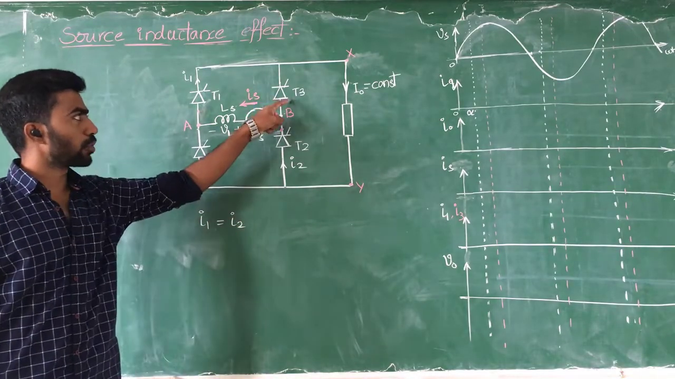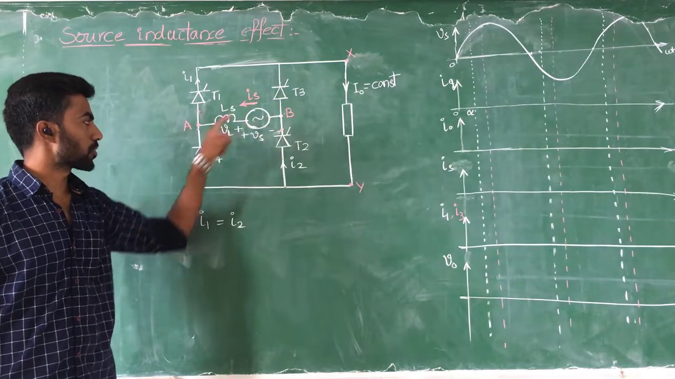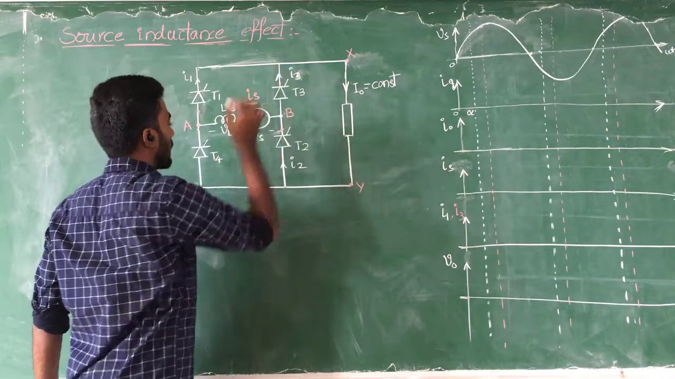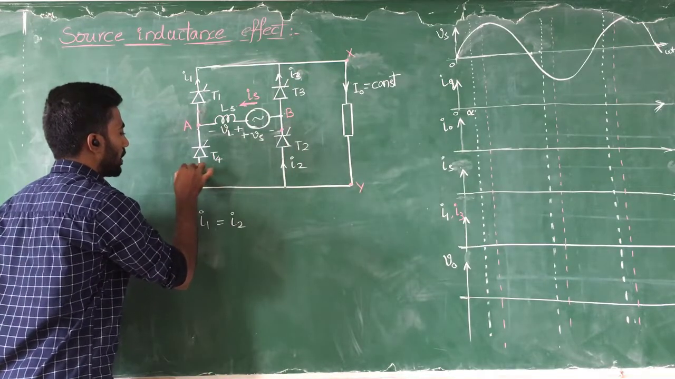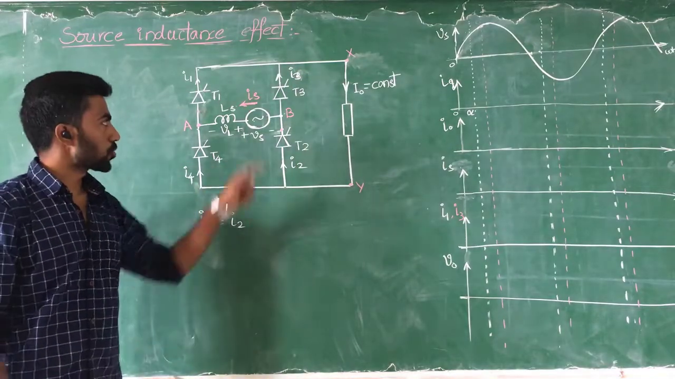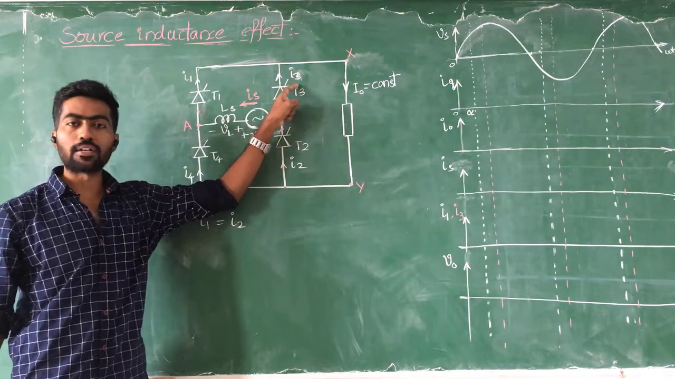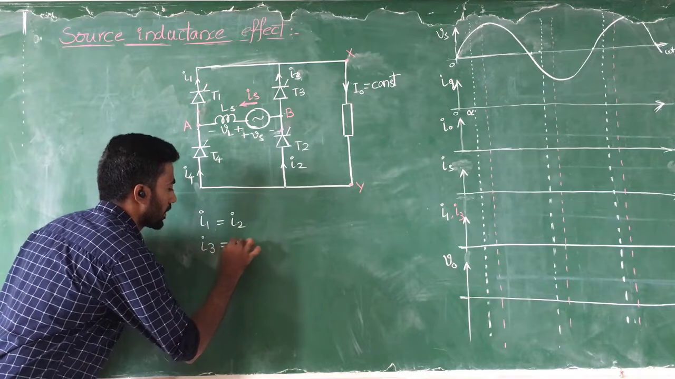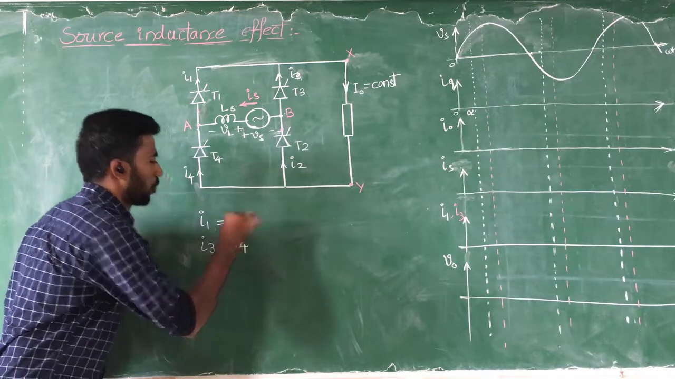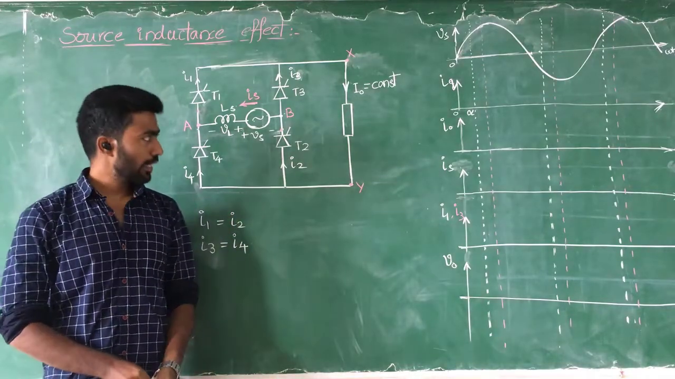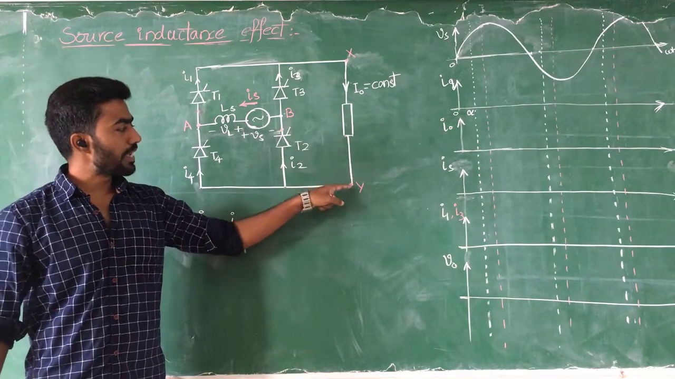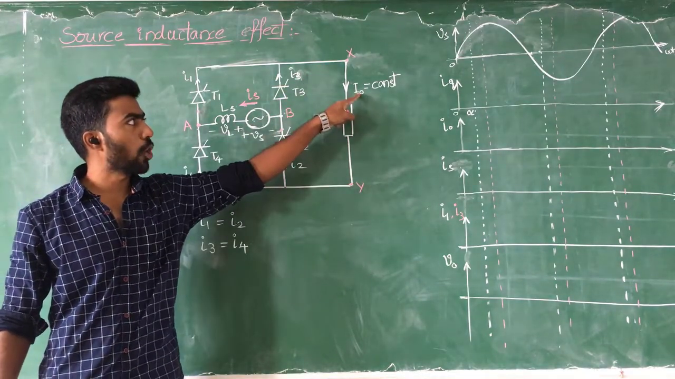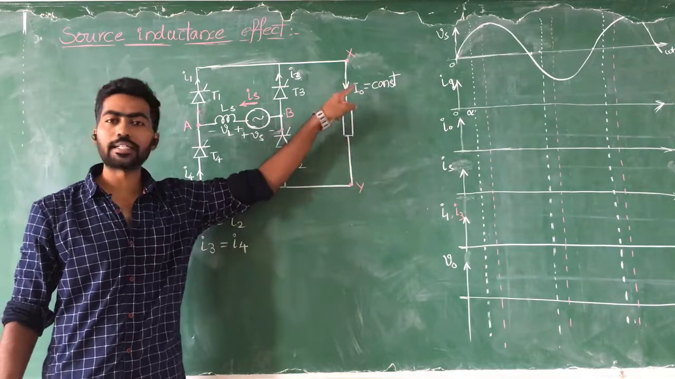Similarly, the current flowing through the third thyristor and fourth thyristor: this is I3 current and this one is I4 current. These two currents are also equal in magnitude, so I3 is equal to I4. Clear? Then if we apply KCL at node X and node Y, here I0 current is a constant current.